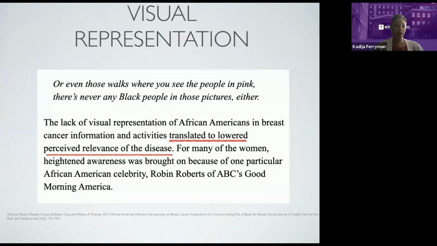So how does race matter in oncology apps? First, we can think about how race matters when it comes to representation of images of people with cancer. Research by Marilyn Alacock and colleagues shows that a lack of visual representation of Black people in cancer images translated to lower perceived relevance of the disease. And this here on the slide is an excerpt from the study done by Alacock and colleagues, where one of the informants explained that not seeing images of Black people with cancer really made this person feel like cancer was not a relevant disease for them.